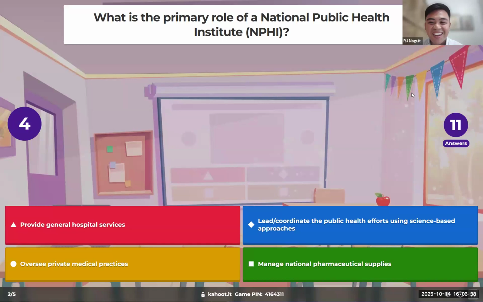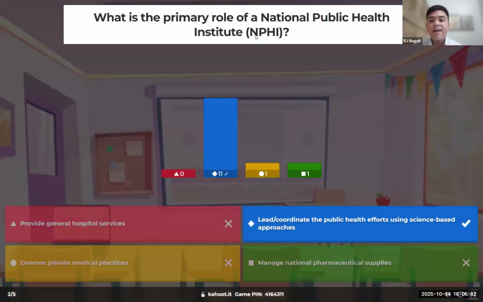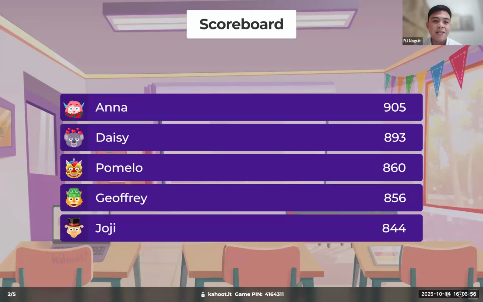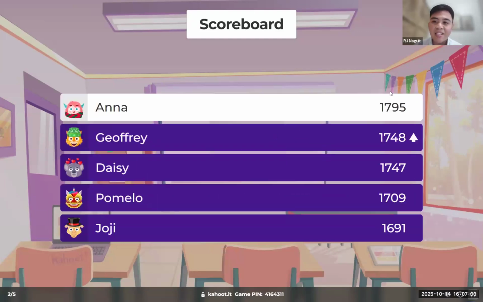Okay, almost all got it correctly. The role of an NPHI is to lead or coordinate public health efforts using science-based approaches. Later on, we'll be expounding on this more during our session, but at least you now know the primary role of an NPHI. Okay, Jeffrey is taking the second spot now. Anna's still in the lead.